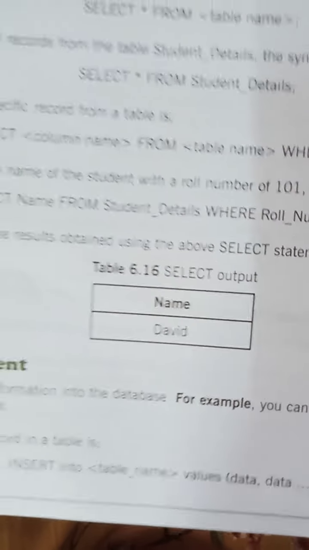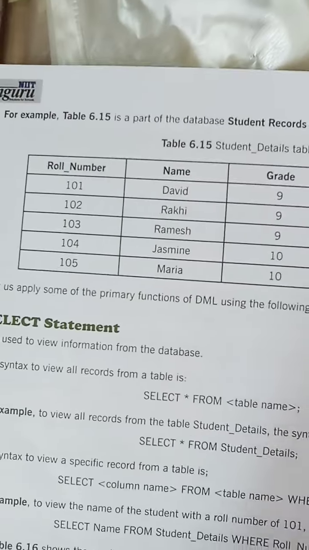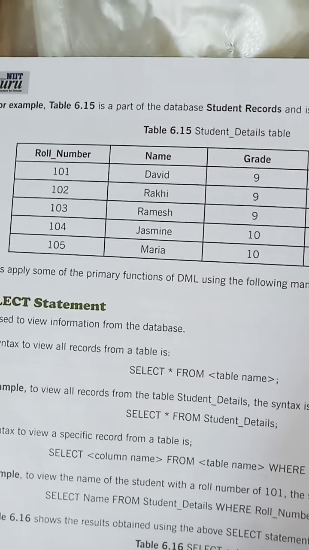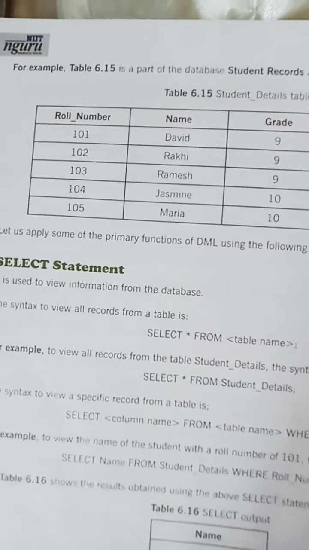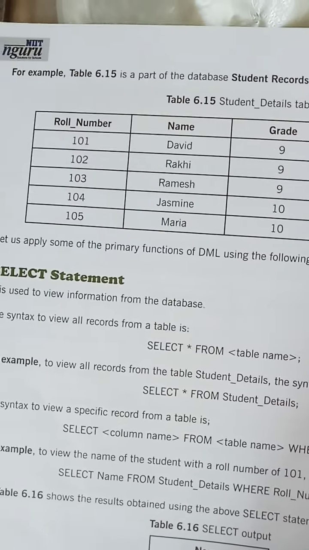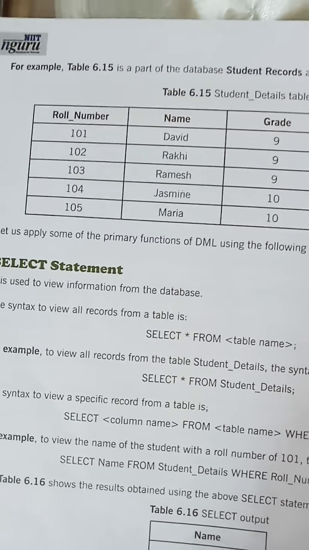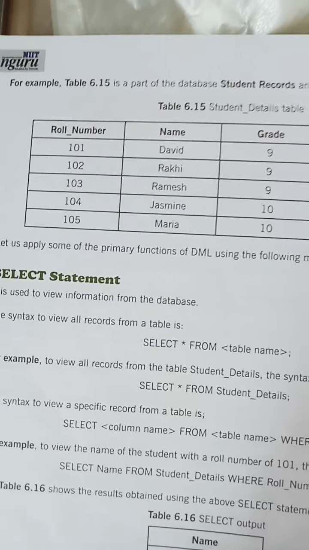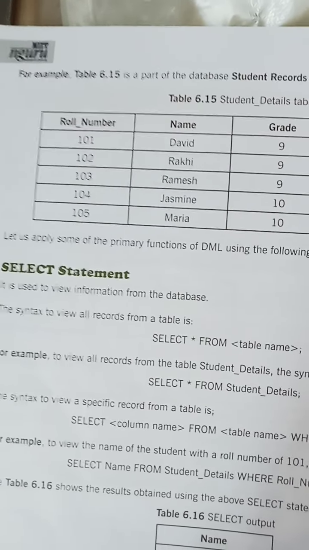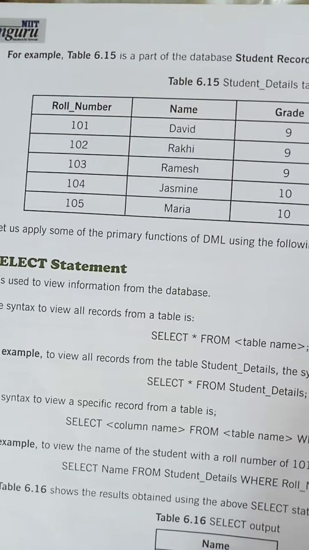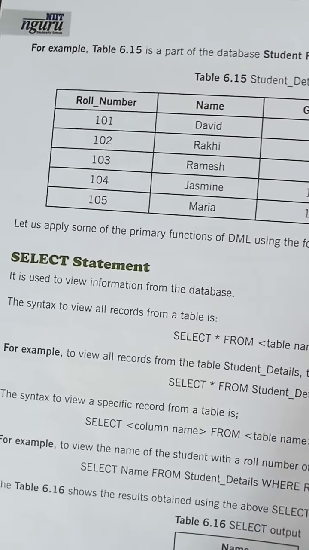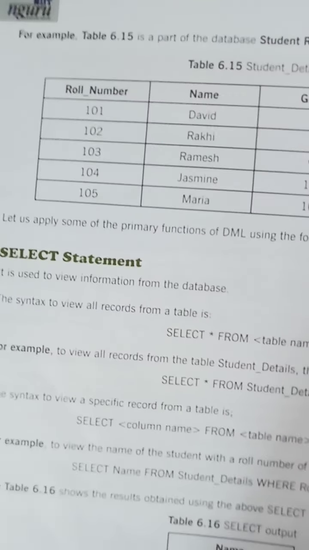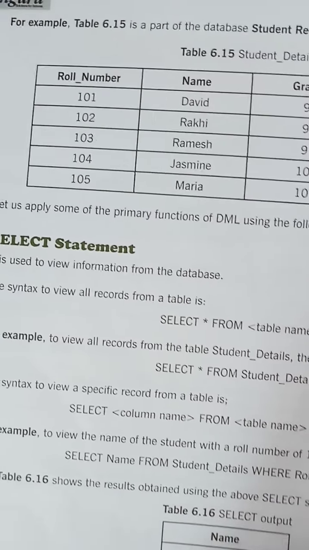You can see here the output will be David. According to this table, 101 is David. Now if you want to see the whole information of the student whose roll number is 101, then you write select star from student where roll number equals 101. That means whose roll number is 101, the whole information will come.